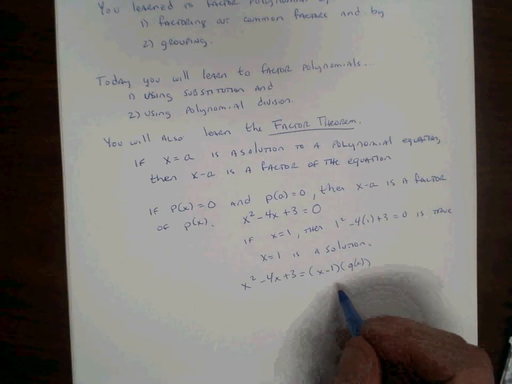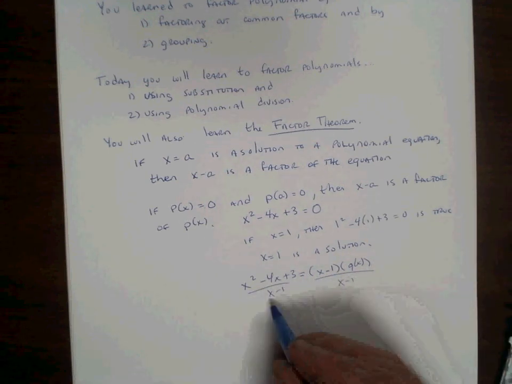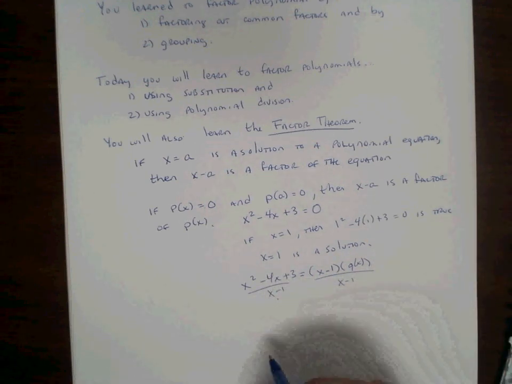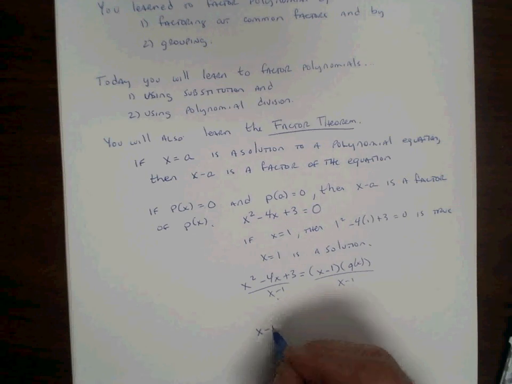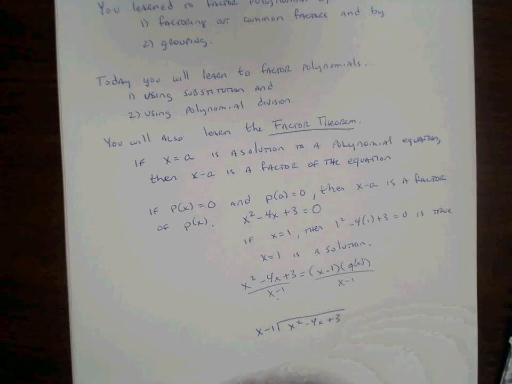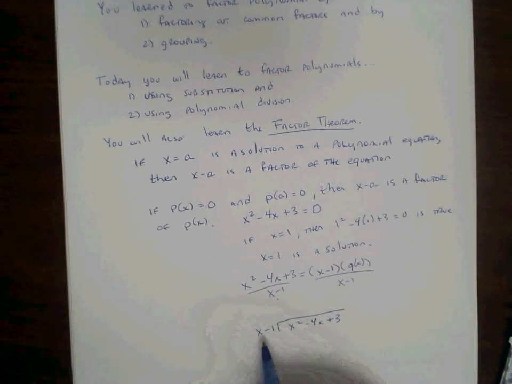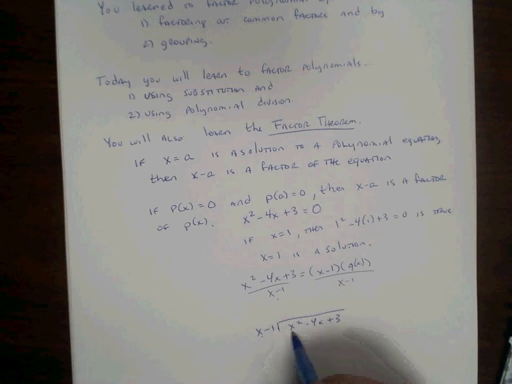And we can find q of x by dividing both sides of this by x minus 1. We're dividing the polynomial by the factor. And if we do that, you've done polynomial division before. This is a simple one. You could have factored this and found it. But just to show you more higher degree polynomials, we'll have to use this division idea.